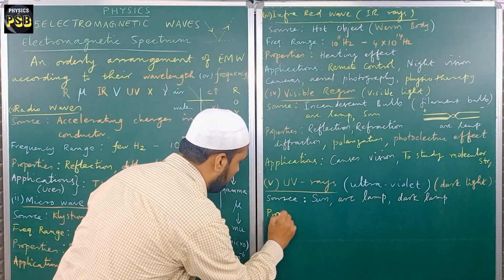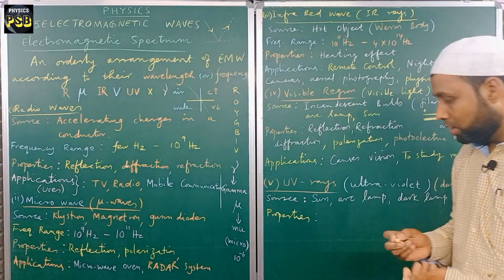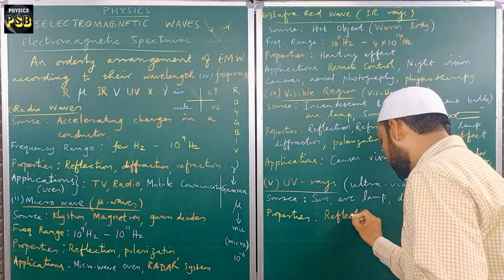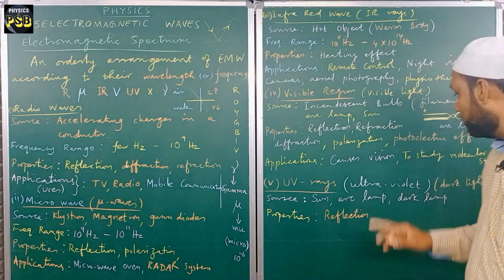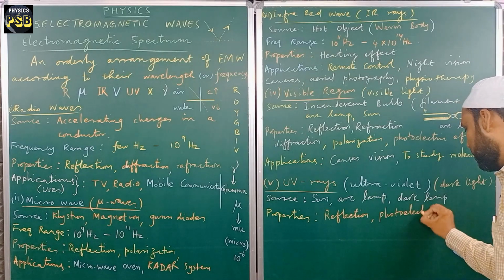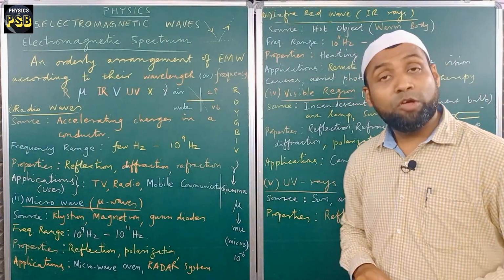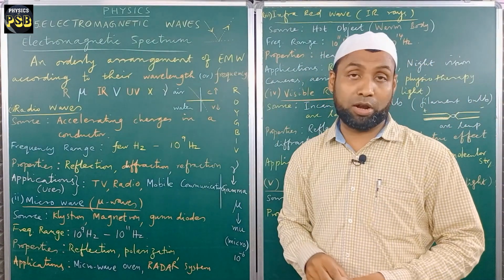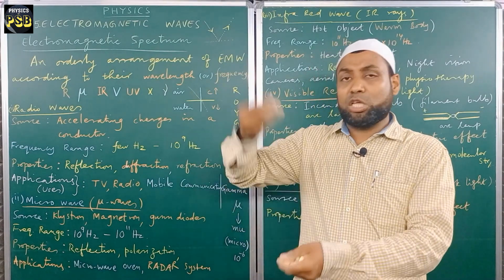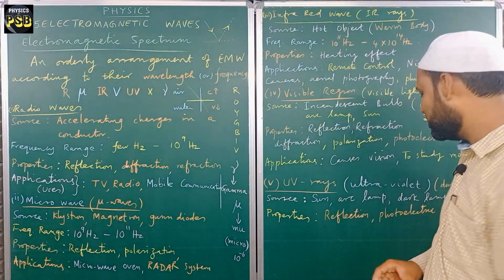Next are properties. It shows reflection property. It reflects. Now, apart from that, it also shows the photoelectric effect. What is this photoelectric effect? Photoelectric effect is the phenomenon of removal of electrons from the metal surface when some radiation is made to fall on it. Whenever some radiation or wave falls on a metal surface, it gives out electrons. We call this kind of effect the photoelectric effect.